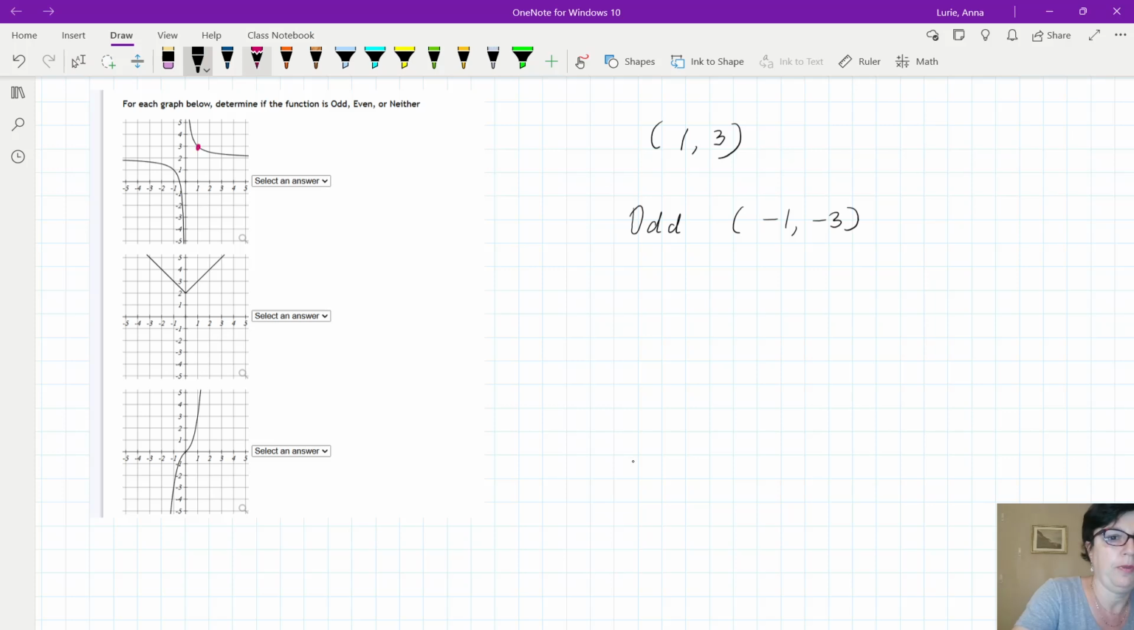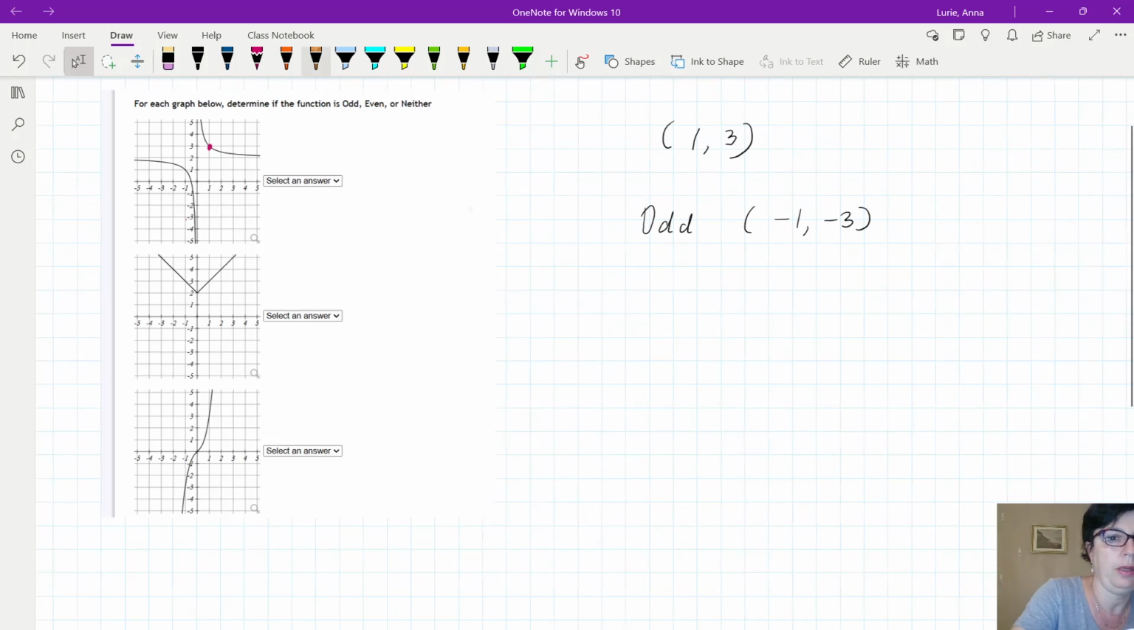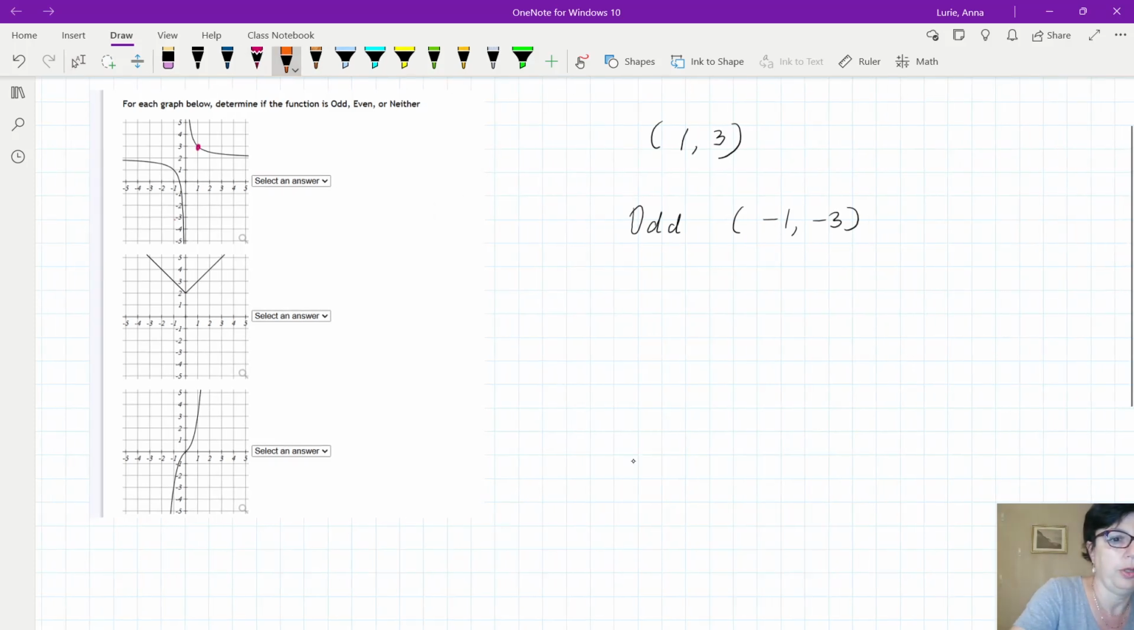And let's see if we can find it. So -1, -3, well, that point would be, let me make it orange, right here. That point would be right here, but that's not on the graph. So we know that the top function is not odd, right? We already know that. Okay.